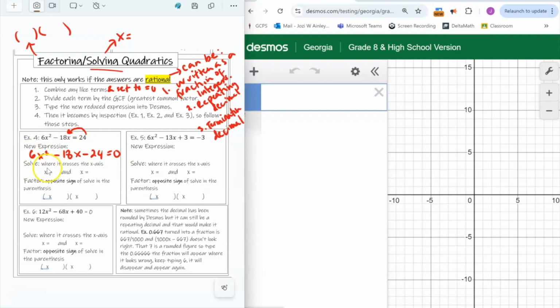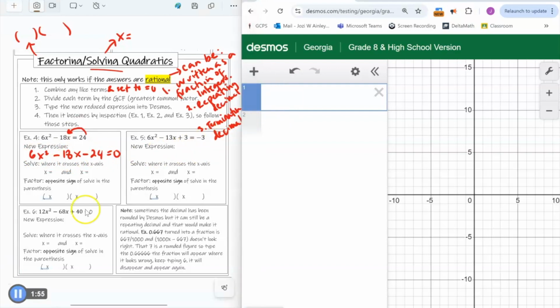Okay, so it says solve, and that's where it crosses the x-axis. So divide each term by the greatest common factor. So you're looking here, right? What is the greatest common factor between 6, 18, and 24? So that's what we need to find. All right, so we're going to use the calculator the whole time to find out what the greatest common factor is. And we're going to write notes here.